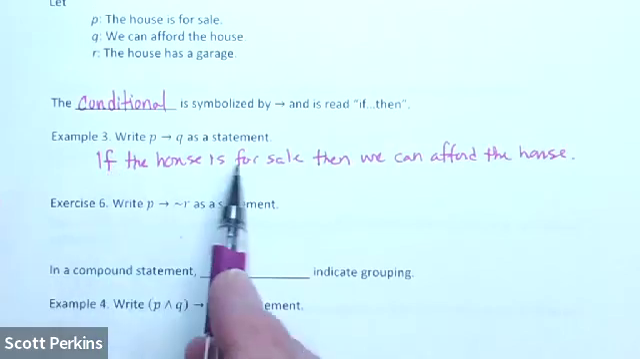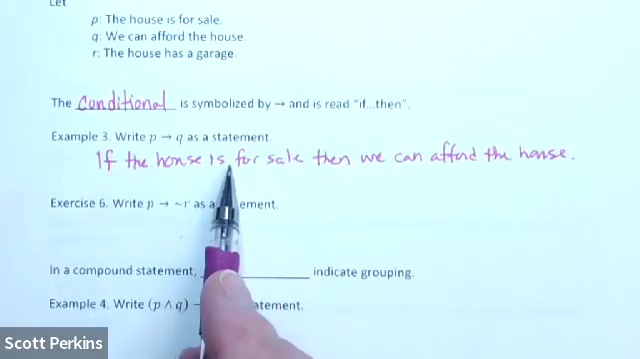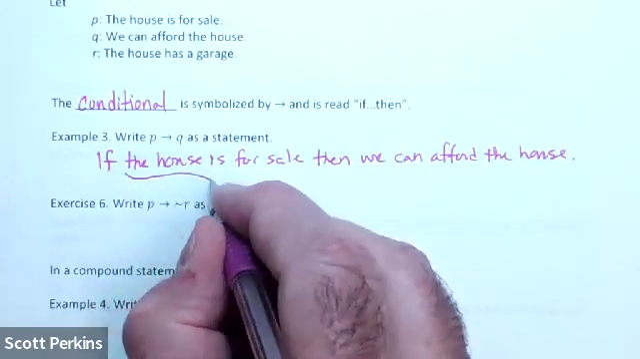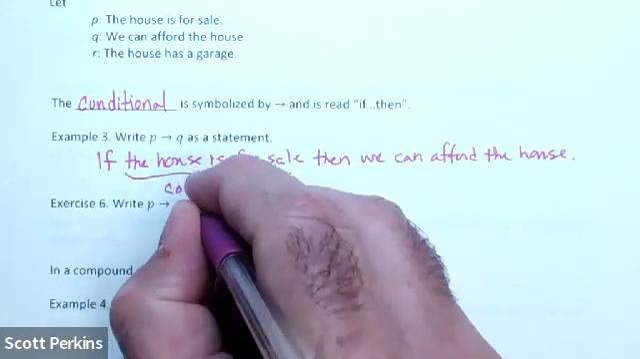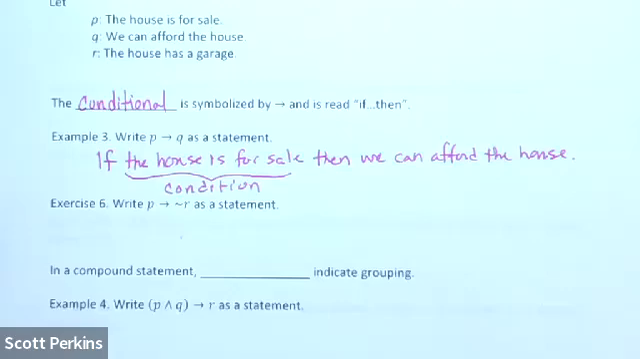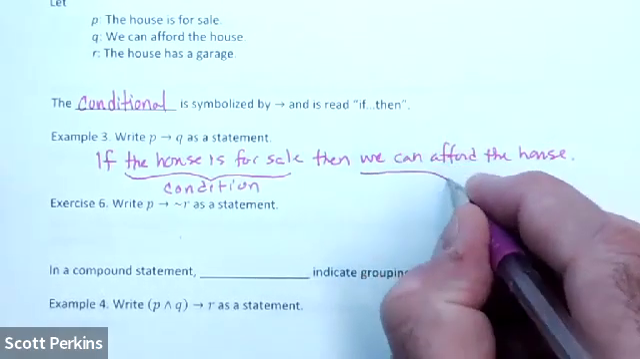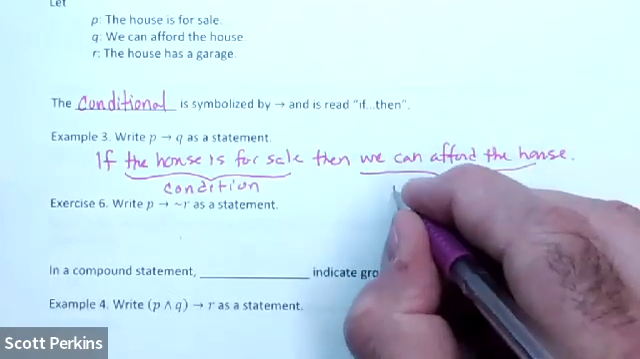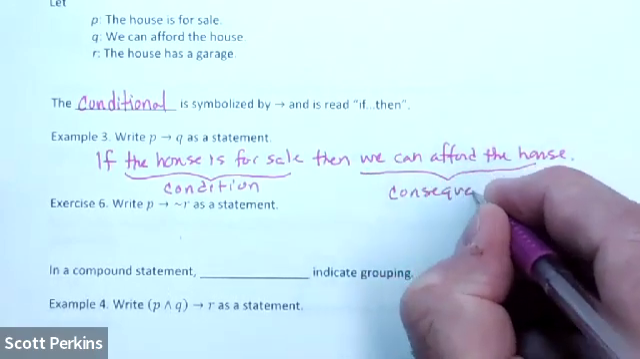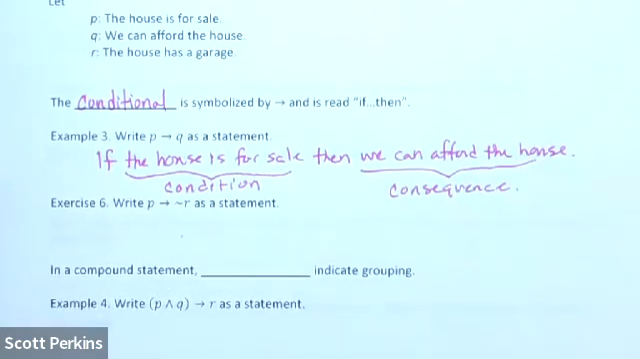So this says if the house is for sale, whatever comes after the word if, this is what's called the condition. It's the part that has to be satisfied. If the house is for sale. So the condition is the house has to be for sale. Then, well, what comes after the then is called the consequence. That is what's going to happen if the house is for sale.